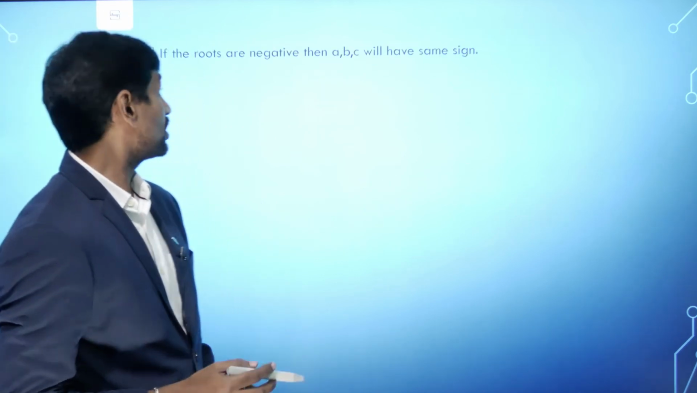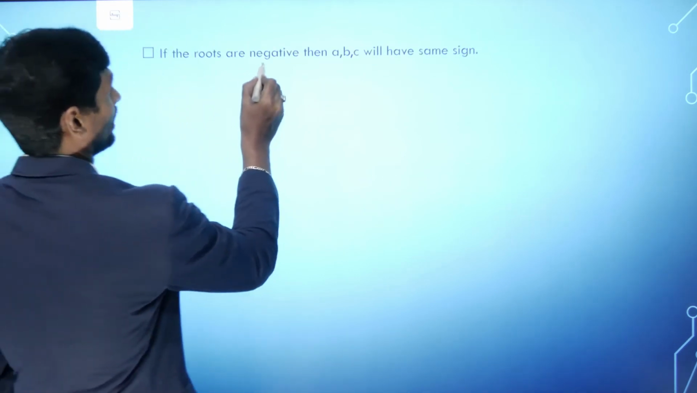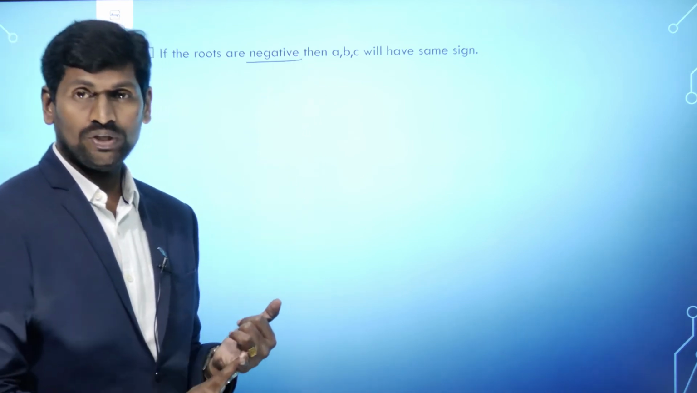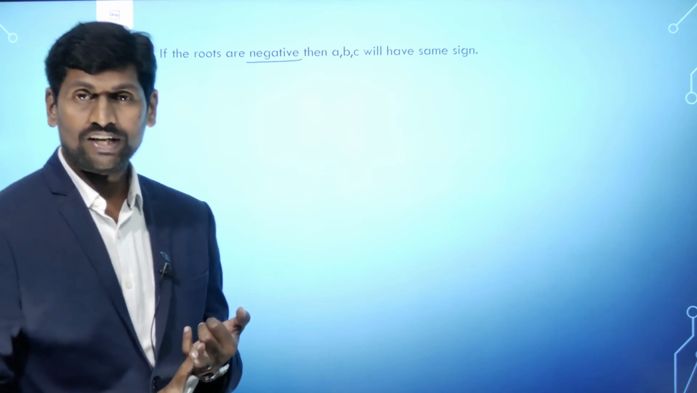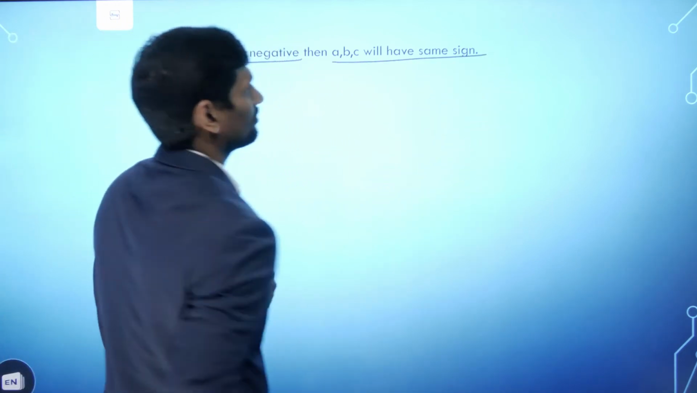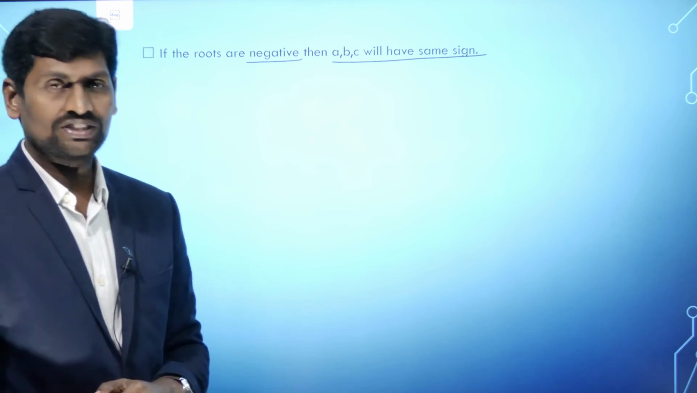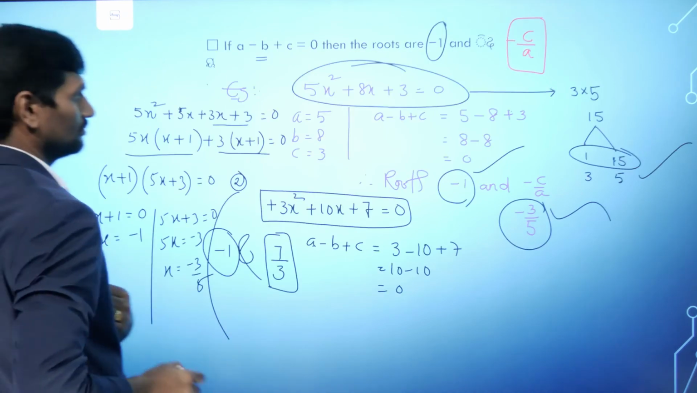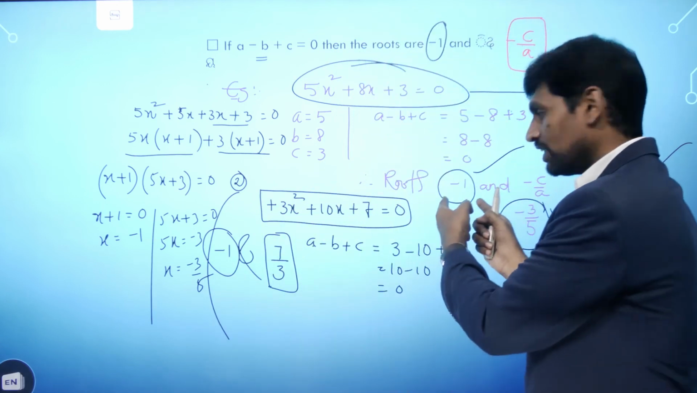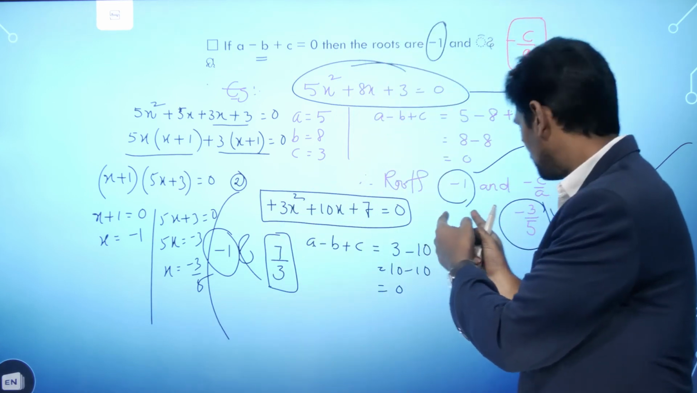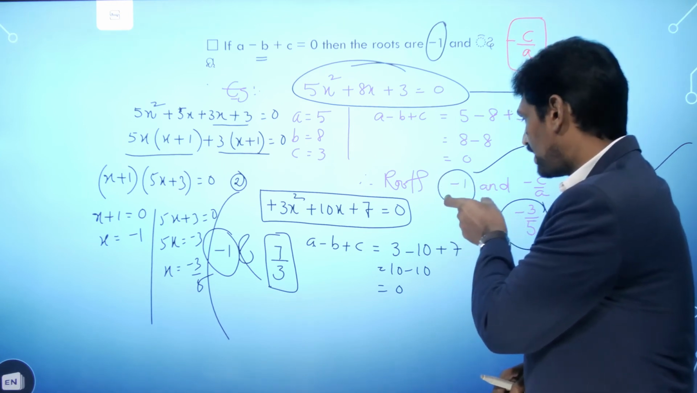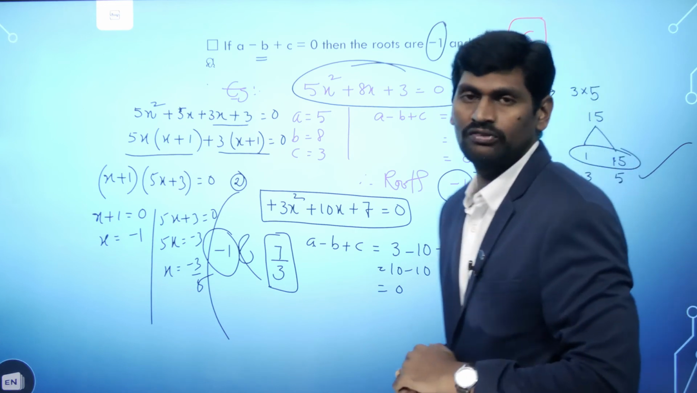Right. If the roots are negative, that means both roots, alpha value is negative and beta value also negative, then a, b, c will have the same sign. Check. What are the roots we have here? First one is minus 1, right? Second one is minus 3 by 5. Both are negative only, no? First root is minus 1, negative. Second root is minus 3 by 5, negative.